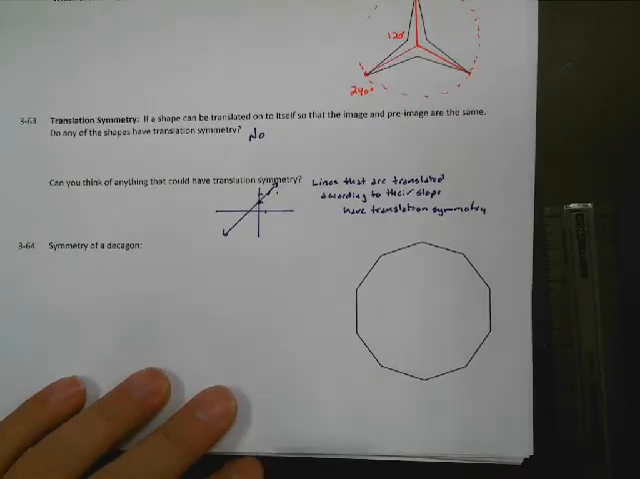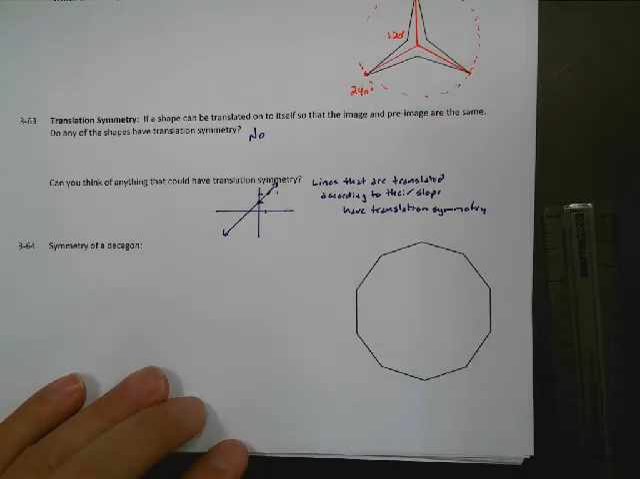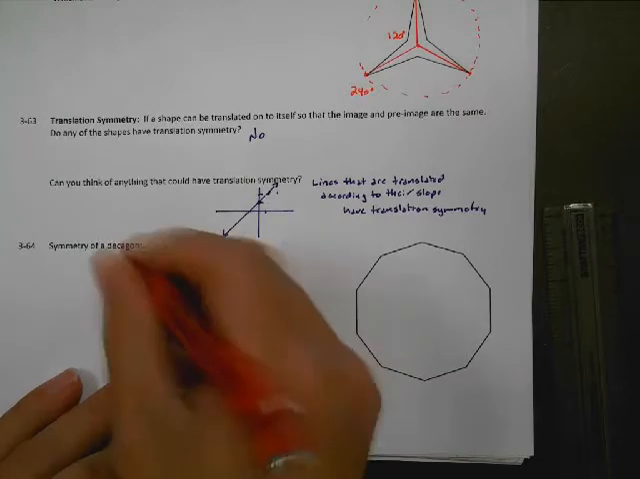All right, symmetry of a decagon. This is 10 sides. Now we should have seen some kind of pattern happening here. When we had a hexagon, its reflectional symmetry, there were 6 different lines of reflection. When we had a square, there were 4 different lines of reflection. When we had a regular pentagon, there were 5 different lines of reflection. So what we should see here is there should be 10 lines of reflection.